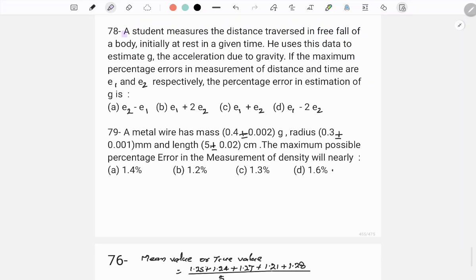78th. A student measures the distance traversed in free fall of a body initially at rest in a given time. He uses this data to estimate g, the acceleration due to gravity. If the maximum percentage error in the measurement of distance and time are E1 and E2 respectively, the percentage error in estimation of g is.